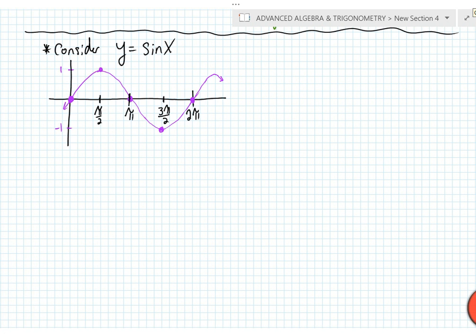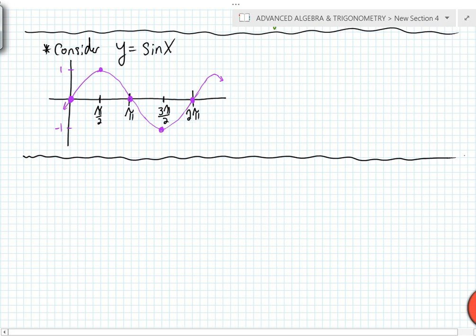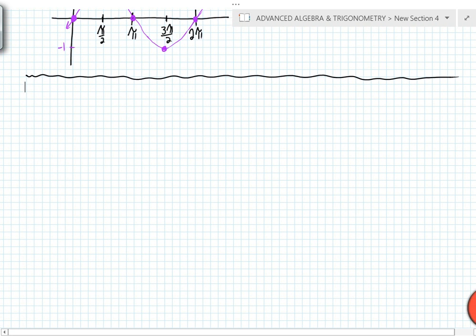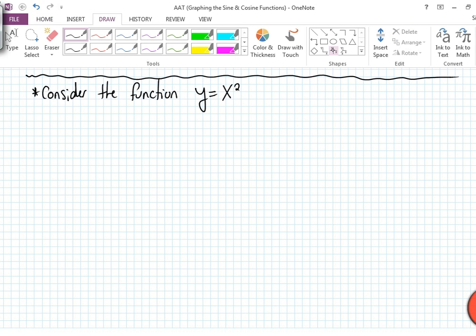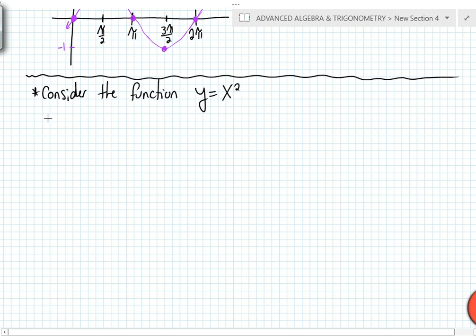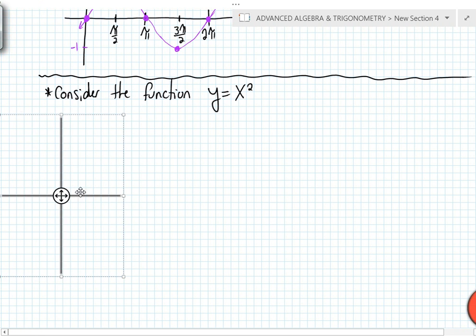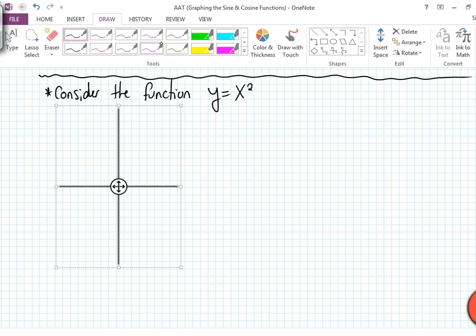Okay, I think the next logical thing to do is to step back from the sine and cosine functions, and quickly consider a different function, hopefully something that you're fairly familiar with. So for this next little step, let's consider the function y equals x squared. Now, I think most people are very familiar with this particular function. It's called a parabola, and if I were to snap out a real quick drawing of this, it would look something like this.